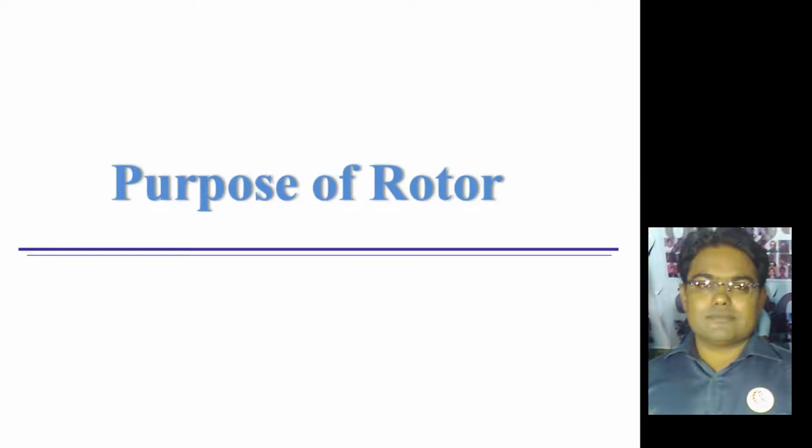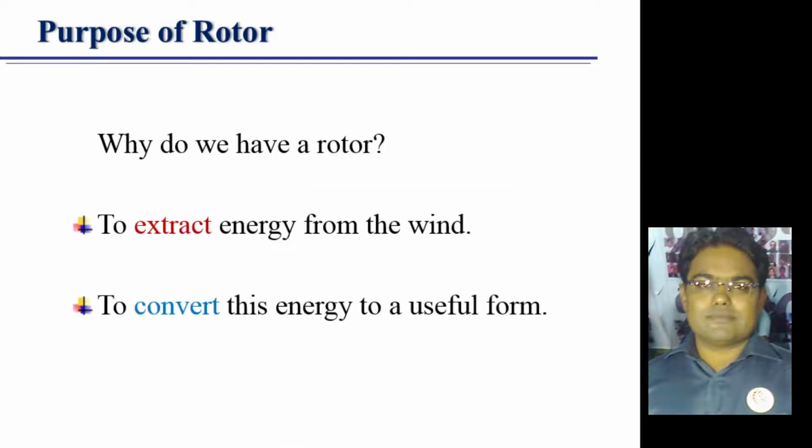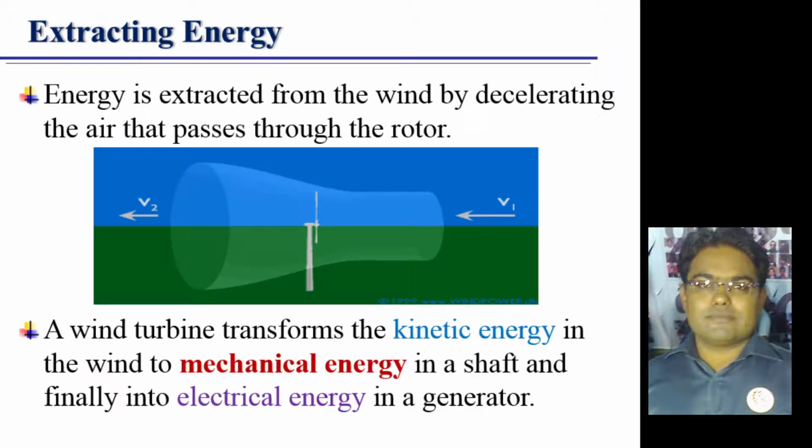So, what is the purpose of the rotor? The rotor is basically the front part of a turbine. The purpose of the rotor is to extract energy from the wind and convert that energy to a useful form. Basically, the rotor will enhance the kinetic energy of incoming air. This is a schematic diagram of a rotor. Energy is extracted from the wind by decelerating the air that passes through the rotor. So it will get decelerated.